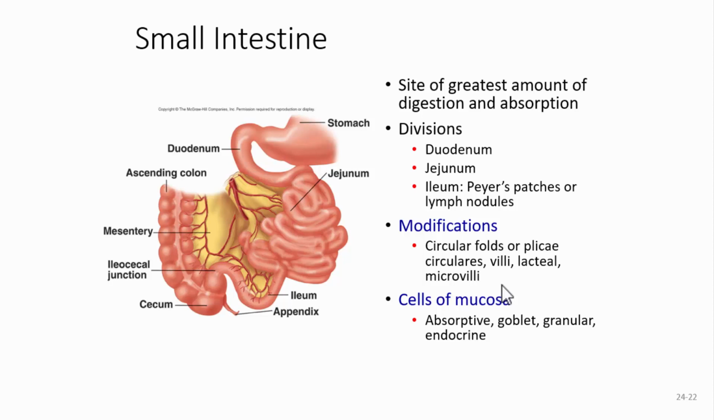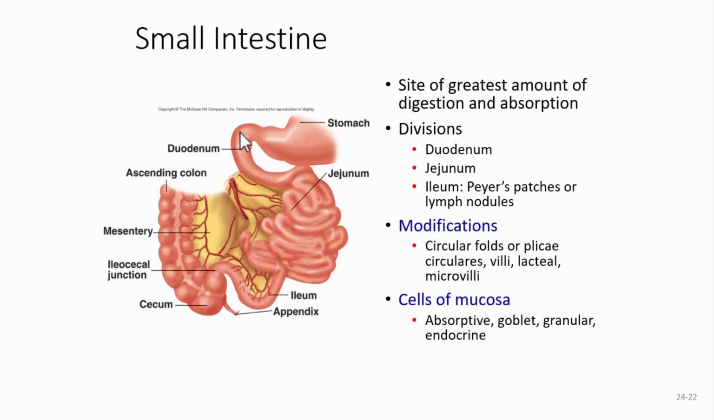And then we have the plica circularis, the folds. What does that do? You guessed it. It increases surface area. So we have surface area upon surface area upon surface area to try to absorb as much as we can nutrition-wise from the gut. Now the cells of the mucosa are going to be absorptive. They're going to be goblet cells, and if you remember, goblet cells make mucus. And there's going to be granular and endocrine cells there as well.